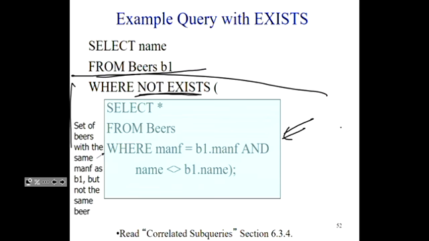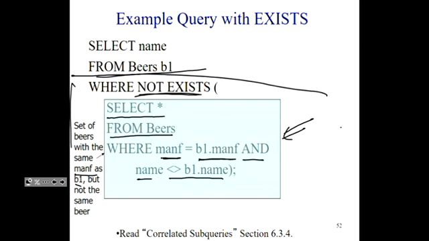So this is the set of beers with the same manufacturer as B1 but not the same beer. So how do I check that? It's select star from beers where manufacturer is B1.manufacturer and name is not equal to B1.name. Okay?